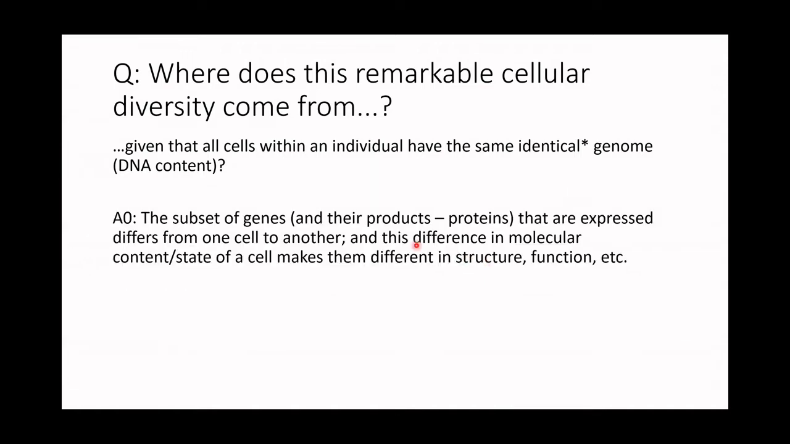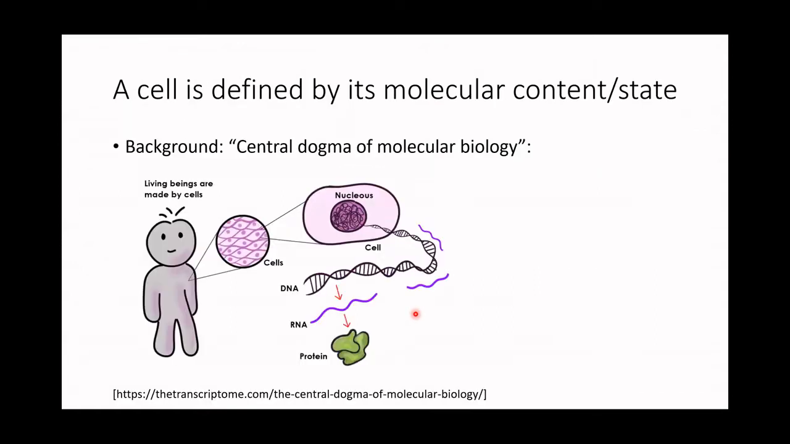But for the most part, what I say here is the subset of genes and their protein products differ from one cell to another. And that is what this change or this difference in molecular content is what makes each cell different and unique in their structure and function. And that's what makes them look so different. Okay. And so that is even further illustrated here.